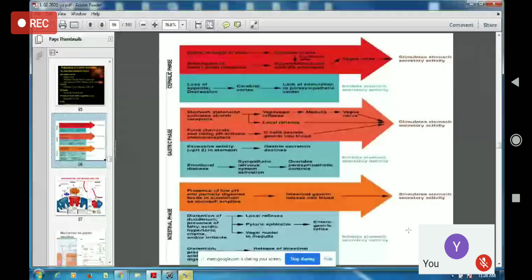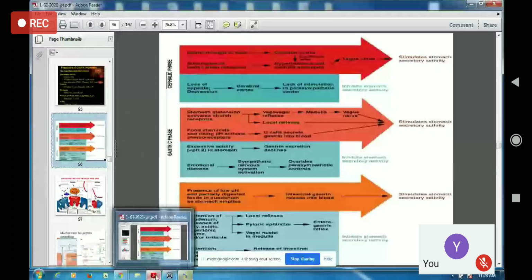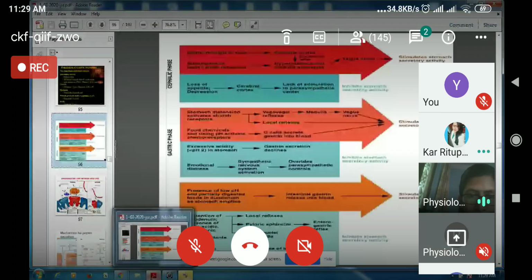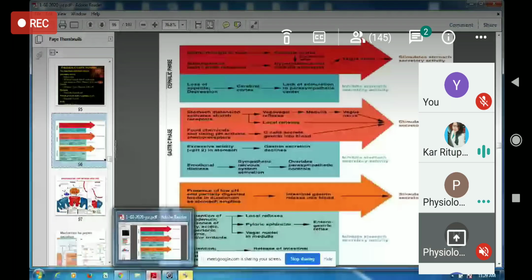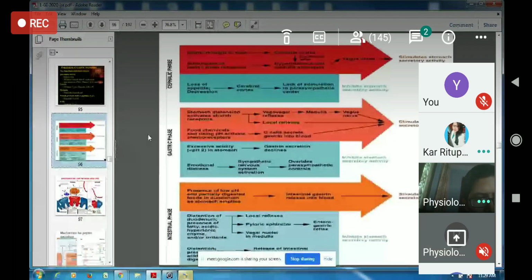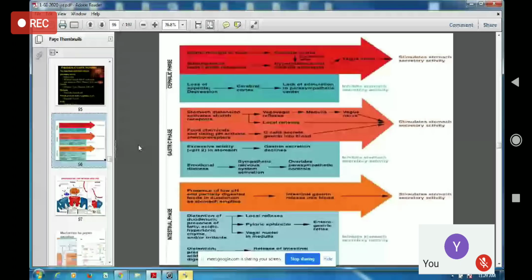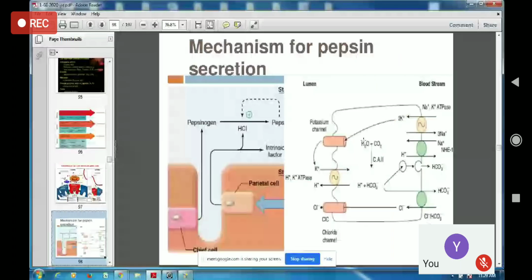Yes, ma'am, the audio is not clear. Which one is not clear? The audio. Ma'am, can you please maximize the slide? This is the maximum. It's not so clear. Okay, I'll put the clear one. Is this the clear one? Yes. And ma'am, are you able to hear me now?